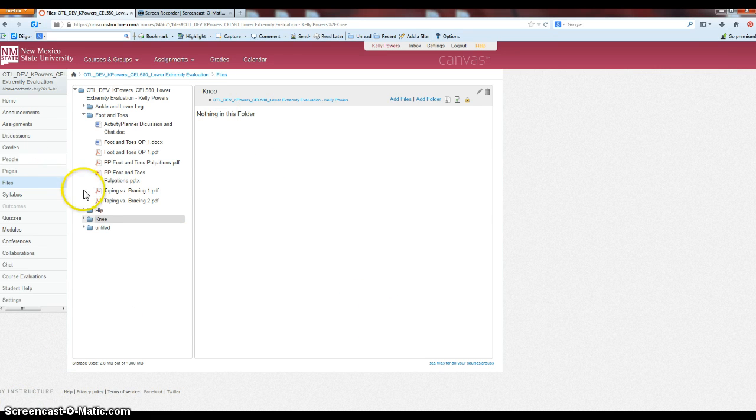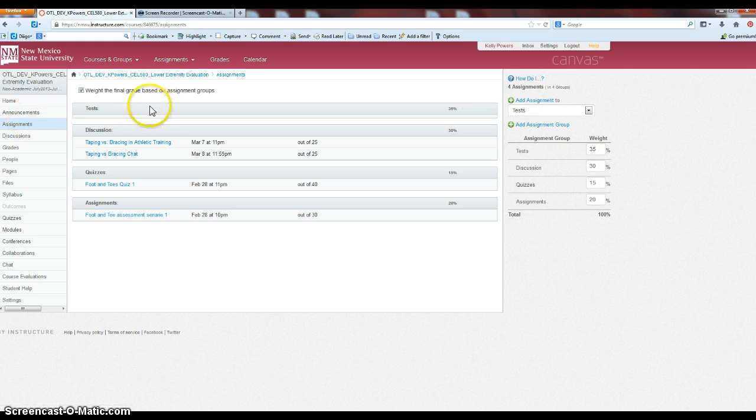One of the first activities for this class we had to do was create an assignment. So going over to my assignment page, first, this is where we organized all of our assignments, discussions, quizzes, etc. into different categories and can weight them. So these are my 4 categories. I chose test, discussion, quizzes, and assignments.